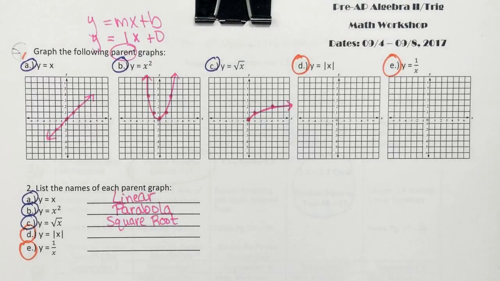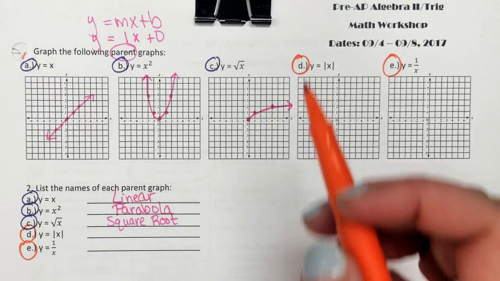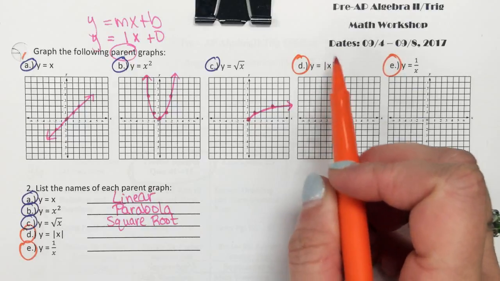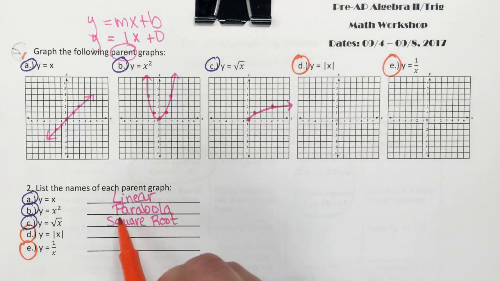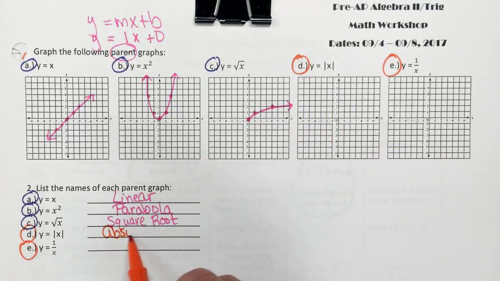Okay, so let's look at part D. Ready? What's this little guy called? Absolute value. There you go. Are y'all okay with that?